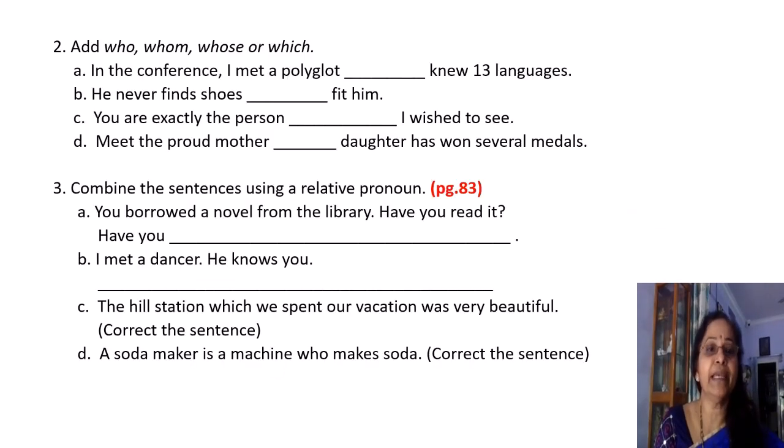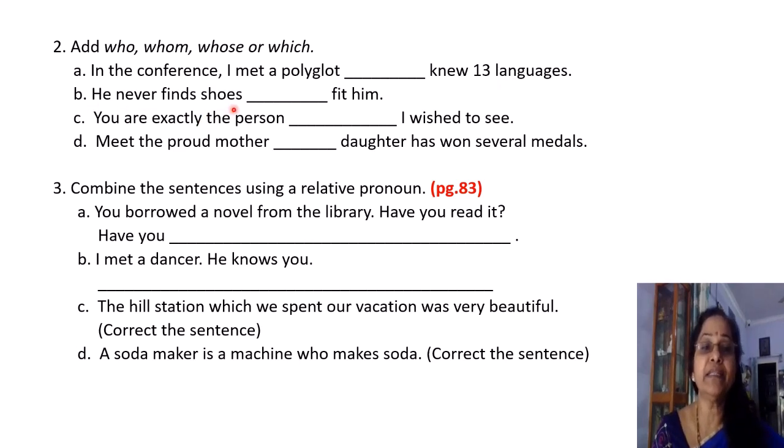Let's move on to the second question. Add who, whom, whose, or which. These are the relative pronouns, and you must be in a position to understand the relative pronouns and see where they are used. In the conference, I met a polyglot dash knew 13 languages. So, what is the pronoun which is suitable here? It is I met a polyglot who. This is the answer. Who knew 13 languages.